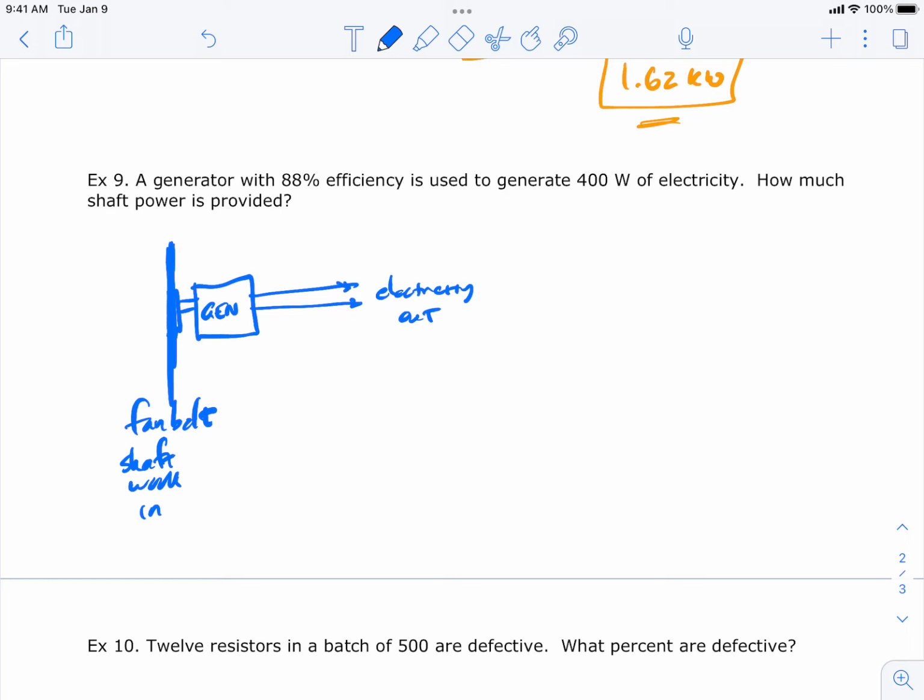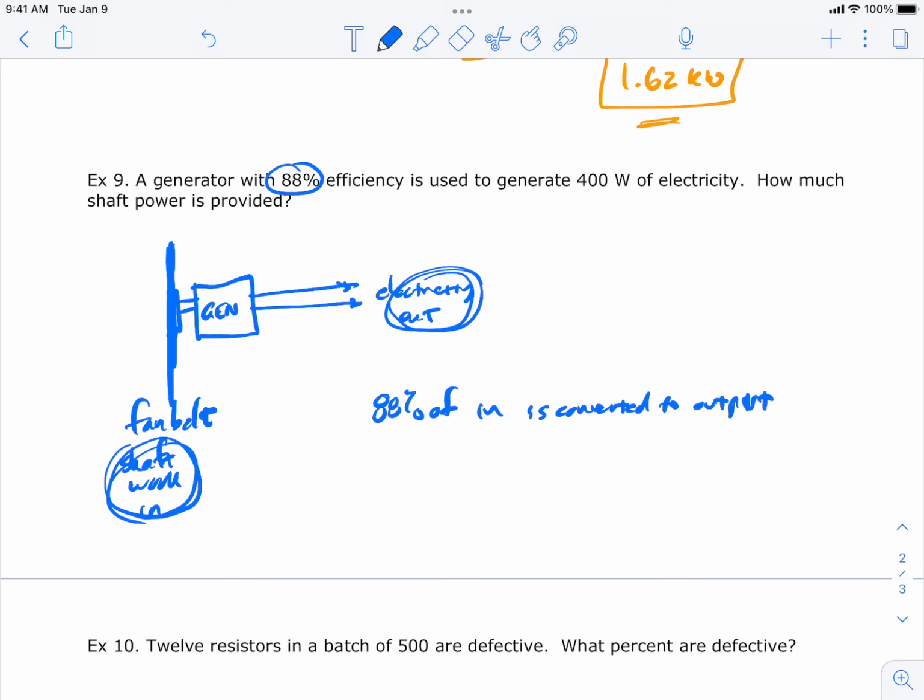That's how a generator works. And if we say the generator is 88% efficient, well, that means that 88% of what comes in is converted to the output. In this case, what goes in is the shaft power, and what comes out is the electricity. So with generators and motors, you have to pay attention to what goes in and what comes out. But other than that, it's the same idea. A certain percentage of your input will be converted to the output. So only 88%. It's always less than 100%.